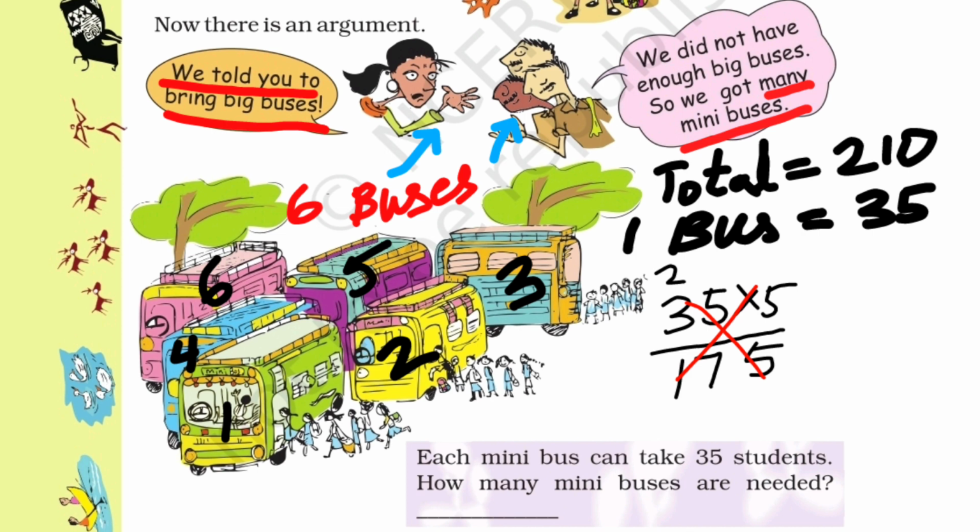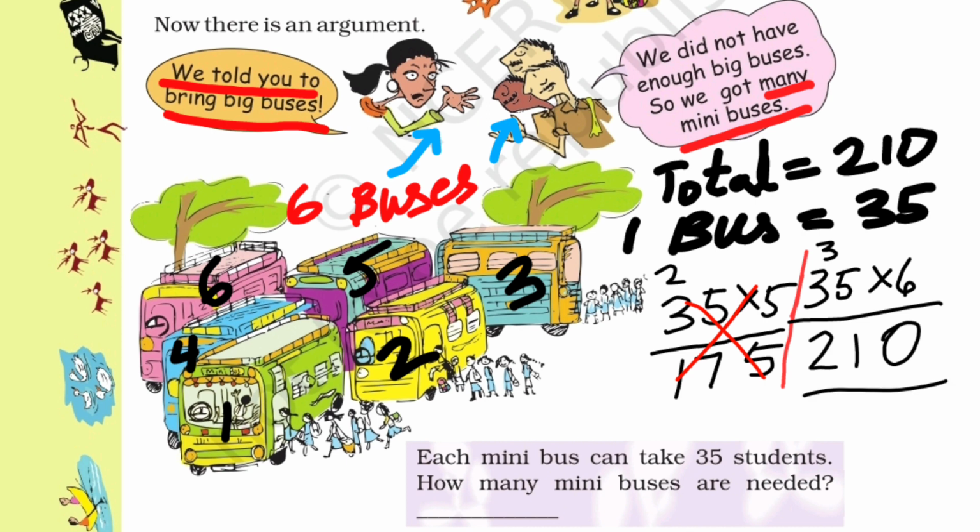So let's do it with 6. So 35 into 6. 6 fives are 30. So 0 balance 3. 6 threes are 18. So 18 plus 3 is 21. So we got 210. So 35 into 6 is 210. So with 6 buses, it is enough to take all the children, which means 210 children are boarding the bus happily. So look at the children. All the children are excited to board the bus for the trip to Bhopal.